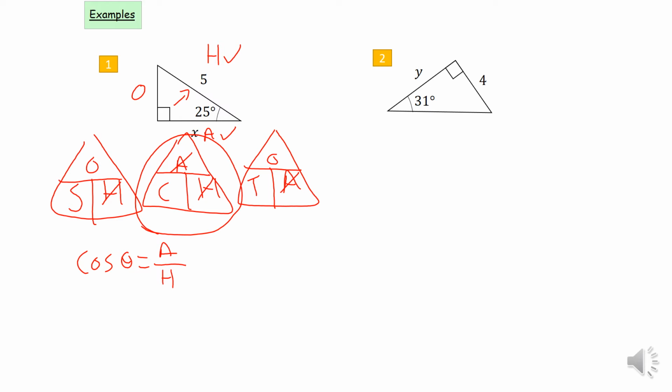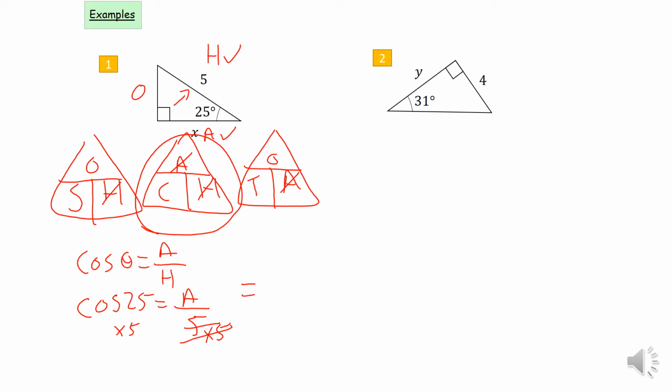Once I've got my ratio, I can insert the information from the question into the ratio. So cos theta, which is 25, equals adjacent over hypotenuse. Now what we have is a sort of equation. We want to work out the value of A. I can replace the H with 5 as I've been given 5 in the question. So what we're going to do is we want to work out A, so I need to take the 5 over to the other side by multiplying this side by 5 and multiplying this side by 5. That will help me get rid of the 5 at the bottom of the fraction.